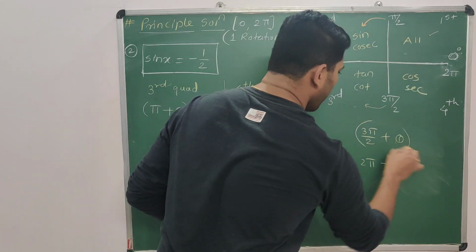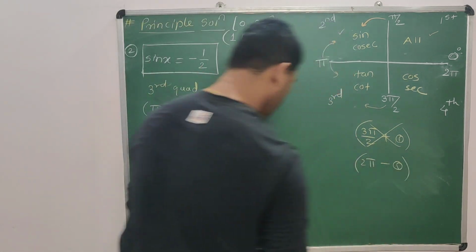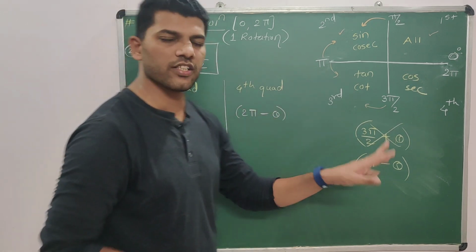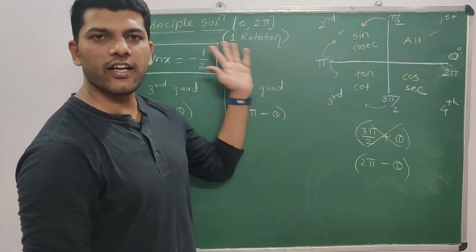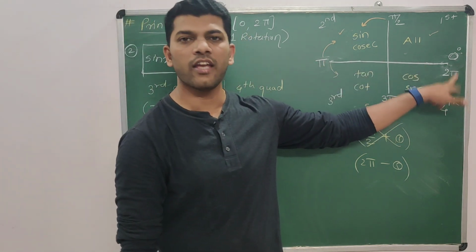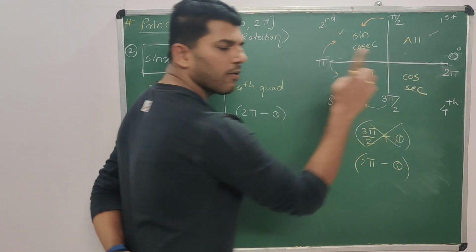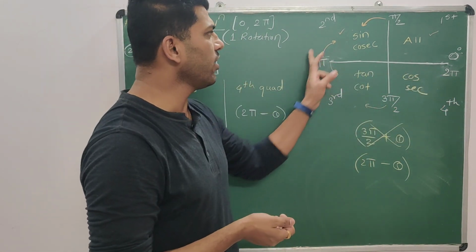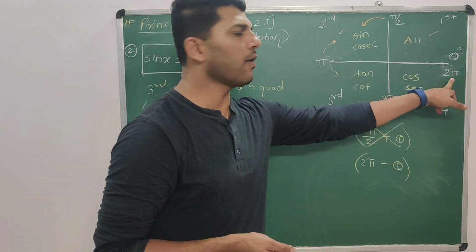Out of which, neglect this possibility because 3 pi by 2 changes the trigonometric ratio. Let's select 2 pi minus theta, because 2 pi never changes the trigonometric ratio. So, one important conclusion. While finding principal solutions, only take help of pi and 2 pi to enter into the respective quadrant, because for pi and 2 pi, no trigonometric ratio changes. So, to enter into any one of these quadrants, please select only pi and 2 pi.